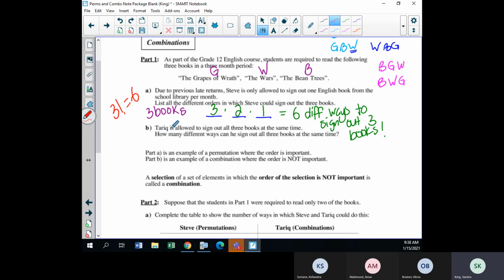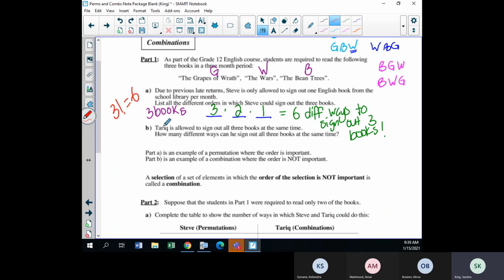Then we get to B. We got a different student, Tariq. He is allowed to sign out all 3 books at the same time. So he hands his books in on time. So he can go to the library and they'll let him sign out all 3 books if he wants. How many different ways is there to sign out 3 books at once? Kind of sounds like a weird question. But if he needs to get 3 books, and he says, I need these 3 books. Do you guys know how many different ways there are to sign out 3 books?